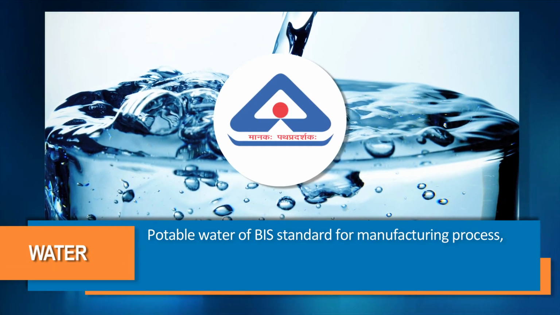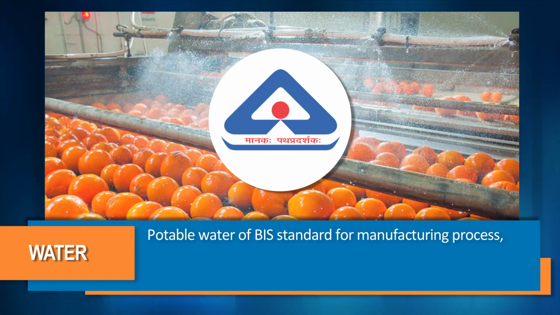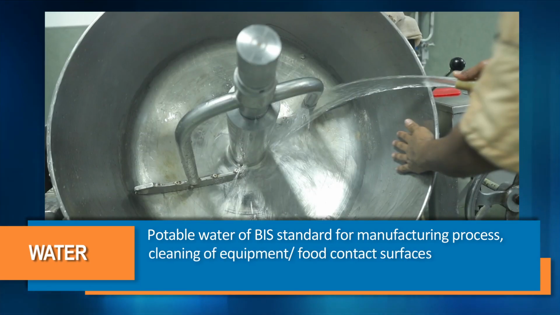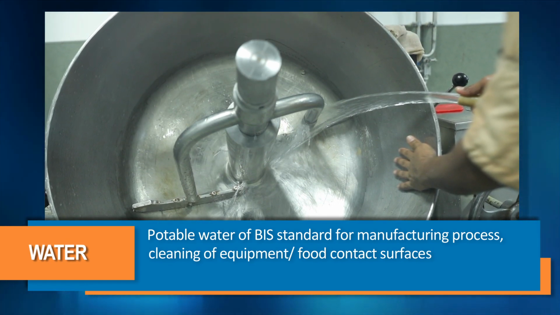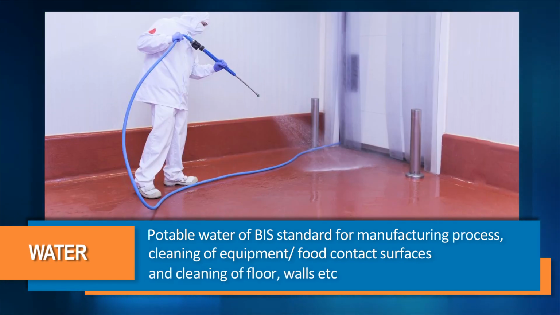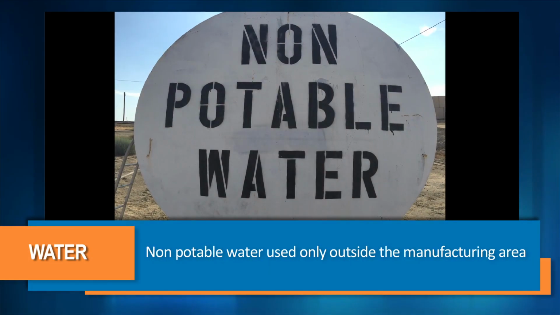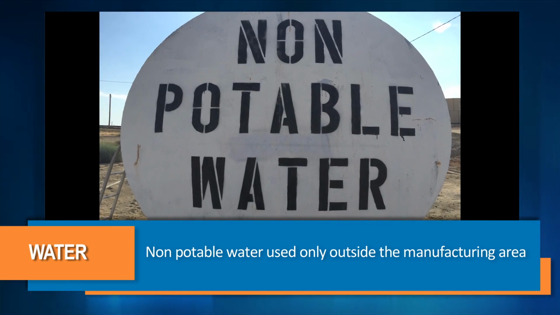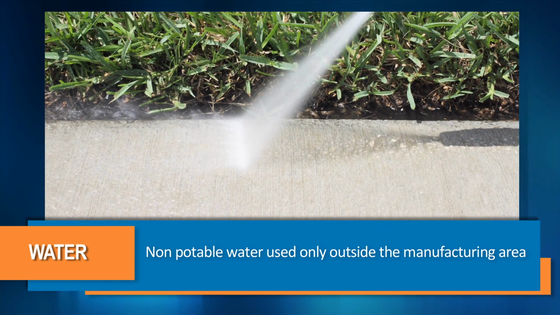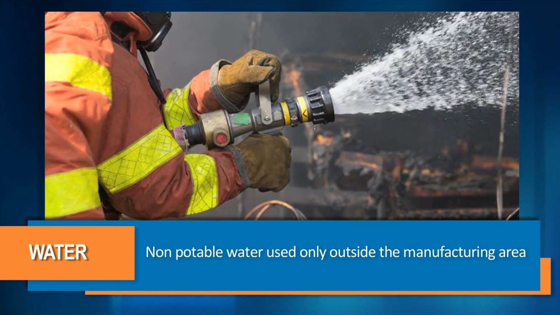Potable water of BIS standard shall be used for carrying out manufacturing process, cleaning of equipment and other food contact surfaces, and cleaning of floor, walls, etc. Non-potable water shall only be used outside the manufacturing area, such as for cleaning pavements, gardening, firefighting, etc.